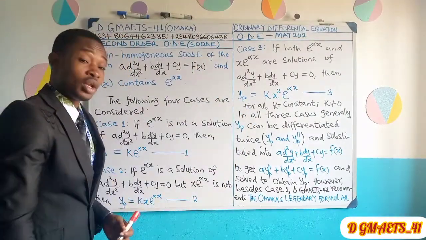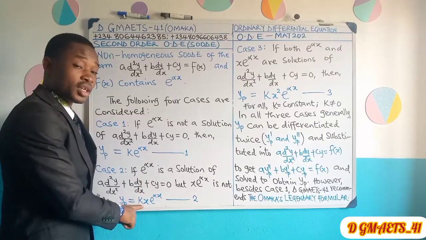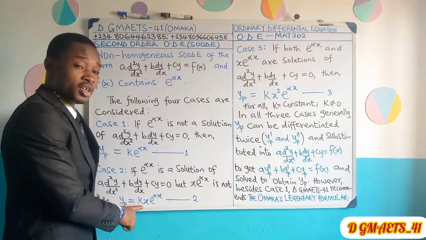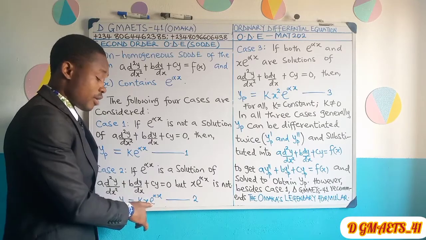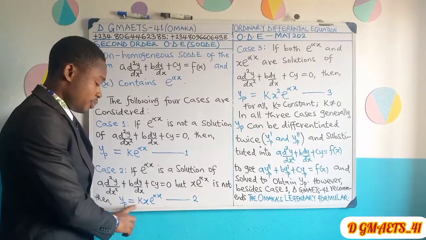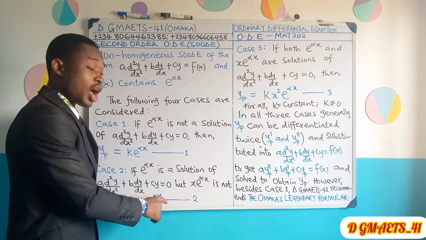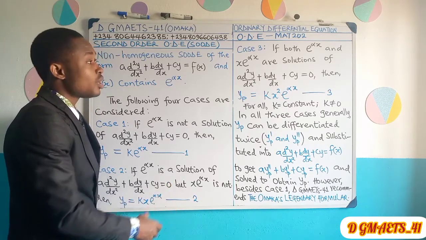It's no longer going to be this. This is the form it's going to take. You notice now that we've introduced x as a multiplier of the exponential alpha x. So this is the general form that YP will take. YP will be equal to k times x exponential alpha x.